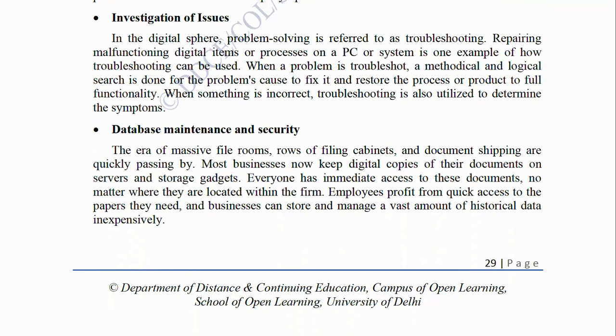Database maintenance security. The era of massive file rooms, rows of filing cabinets, and document shipping are quickly passing by. Most businesses now keep digital copies of their documents on servers and storage gadgets. Everyone has immediate access to these documents. No matter where they are located within the firm, employees profit from quick access to the data papers they need, and businesses can store and manage a vast amount of historical data inexpensively.